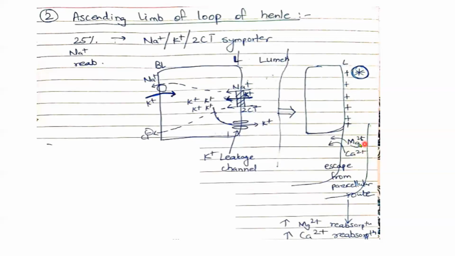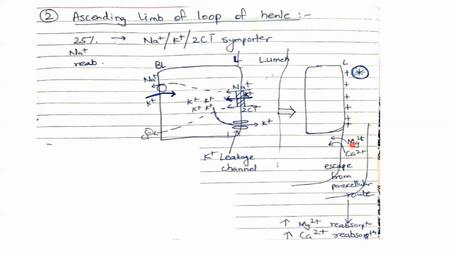Magnesium is positively charged, calcium is positively charged. They come till this point. And because it is positive here and positive here, they are repelled, and they do not enter this region. This positive does not allow this positive to enter the cell.